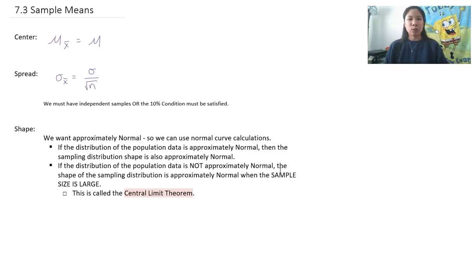As long as in your explanation when you do the problem, because we have to check our conditions every time, you say we have large sample sizes, that counts as you checking to make sure n was 30 or more, or large in some form. So you would say something like, the central limit theorem says because we have large sample sizes, our sampling distribution shape is going to be approximately normal.